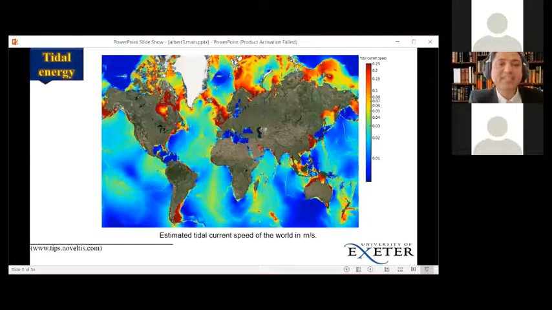Tidal energy takes advantage of natural ebb and current of marine tidal waters induced mainly by interaction of Earth, Sun, and Moon gravity fields. Tidal energy is estimated to have a global potential of 120 gigawatts.